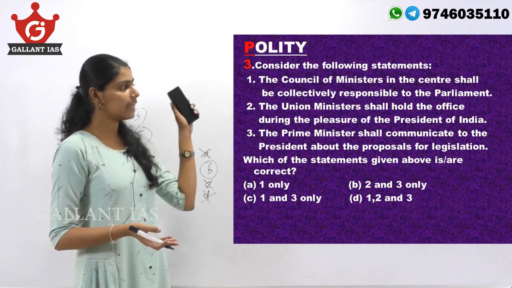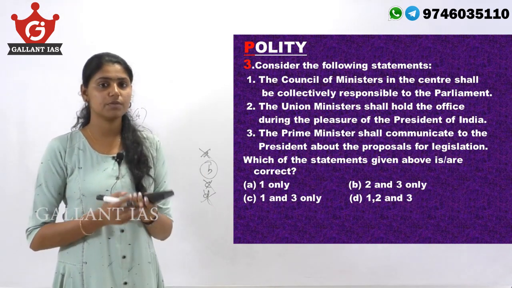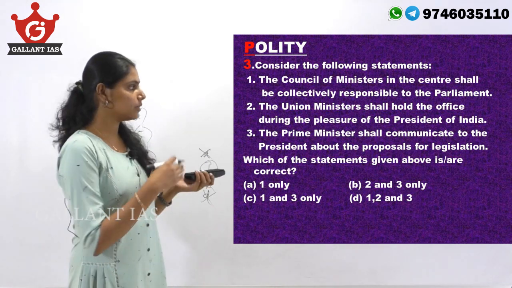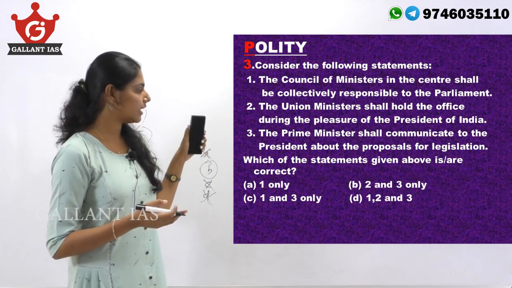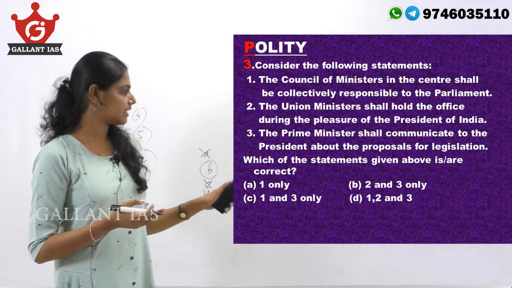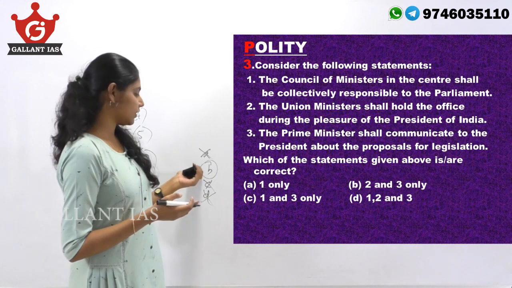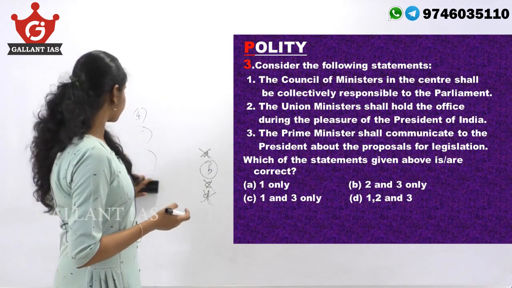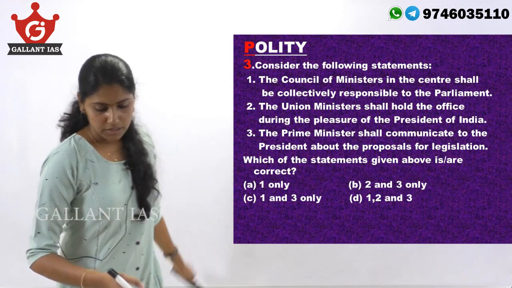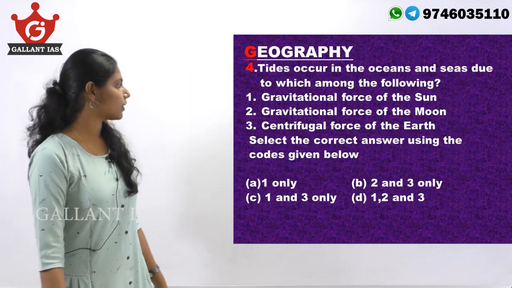So if you know that the Council of Ministers is responsible to the Lok Sabha and not to the Parliament as a whole, then you can eliminate options A, C and D, and you can easily arrive at your answer as option B. Let's move on to the next question from geography.